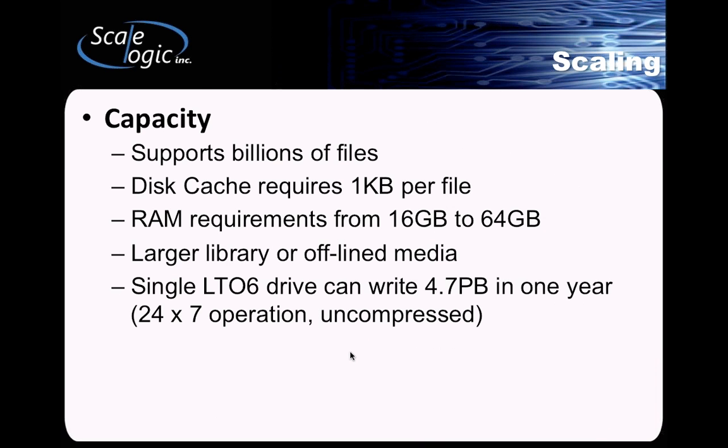Talk a little bit about its scalability. As Scale Logic, we like the word scale, and that's how we design our product lines. So capacity, we support billions of files. Disk cache requires such a little amount of information to keep that stubbing in place, so 1 KB per file. RAM requirements, we can grow 16 to 64 gigs depending on the size of archives and multiple archives that we're doing. Larger libraries or offline media for scaling out the size or going to object storage. We've got that built in as well.